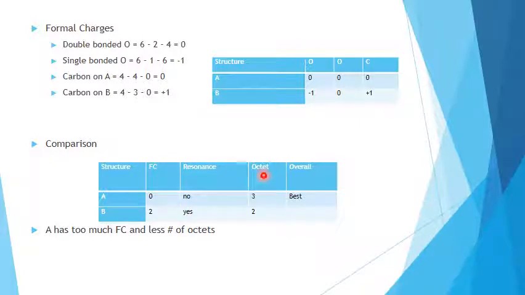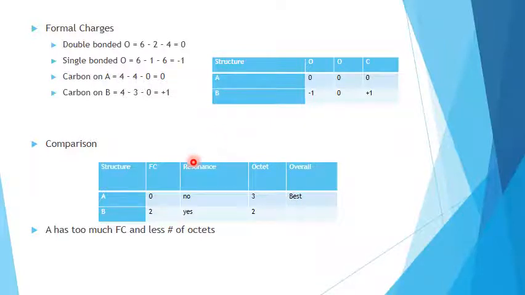And the octet, A has all 3 atoms have an octet. Okay, and B, only 2 of them have octets. One of the carbons doesn't have an octet, just the oxygens. So the A structure is better because it has least formal charge. It only has 2, and it has 3 octets. So in this case, the resonance doesn't win out. It doesn't have enough influence to give the best structure.